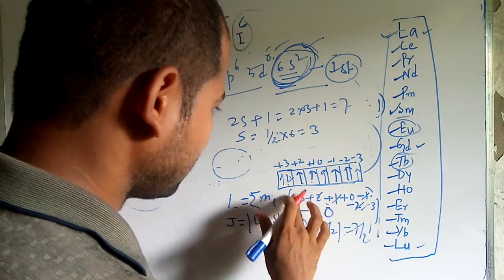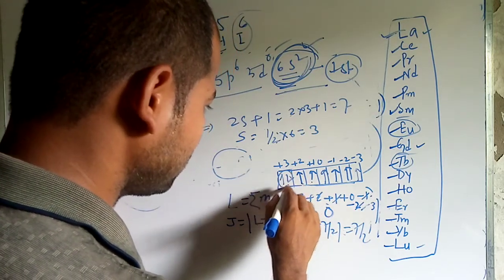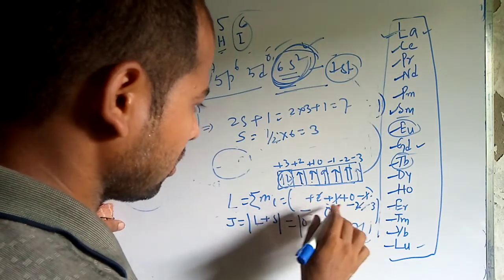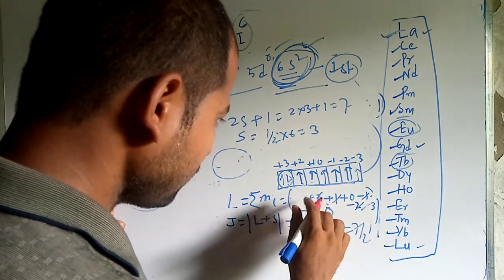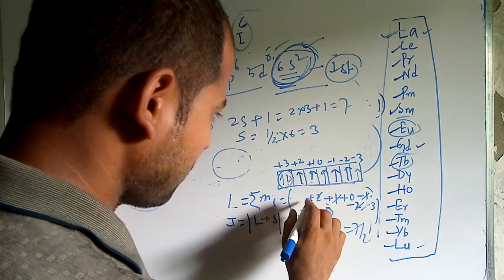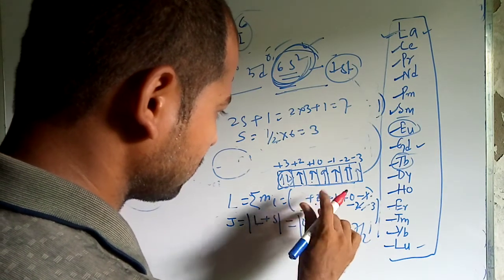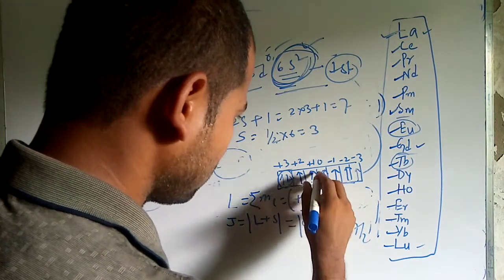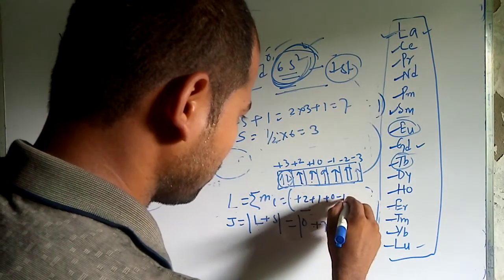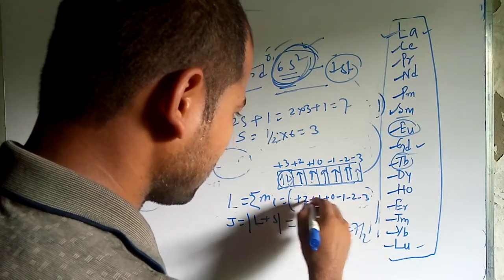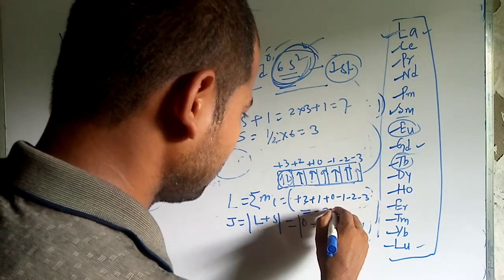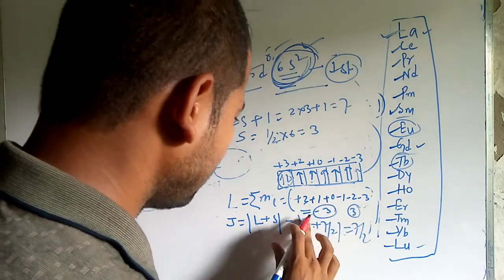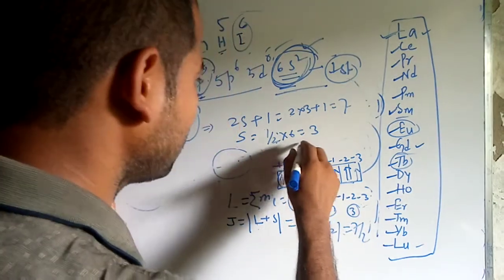The paired electrons cancel each other. The m_l values run plus 3, plus 2, plus 1, 0, minus 1, minus 2, minus 3, and most of these cancel, leaving minus 3. We take the absolute value, 3, so L equals 3, and S is also 3.